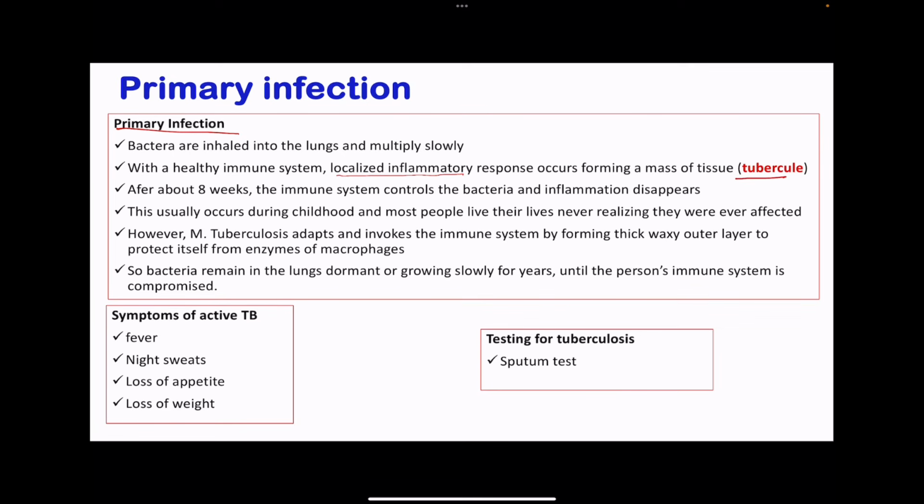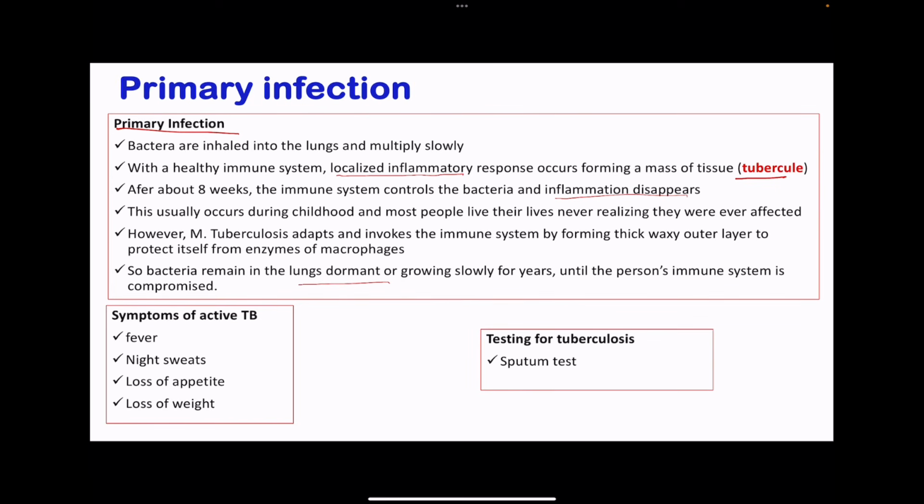After about 8 weeks, the immune system is going to control the bacteria, and the inflammation could even disappear. Most people have actually come into contact with tuberculosis, but because their immune systems are not compromised, they do not show any symptoms of disease. However, when the immune system is compromised, then tuberculosis is expressed and the person goes into the disease phase. Lung tissues are destroyed and the person could actually die.